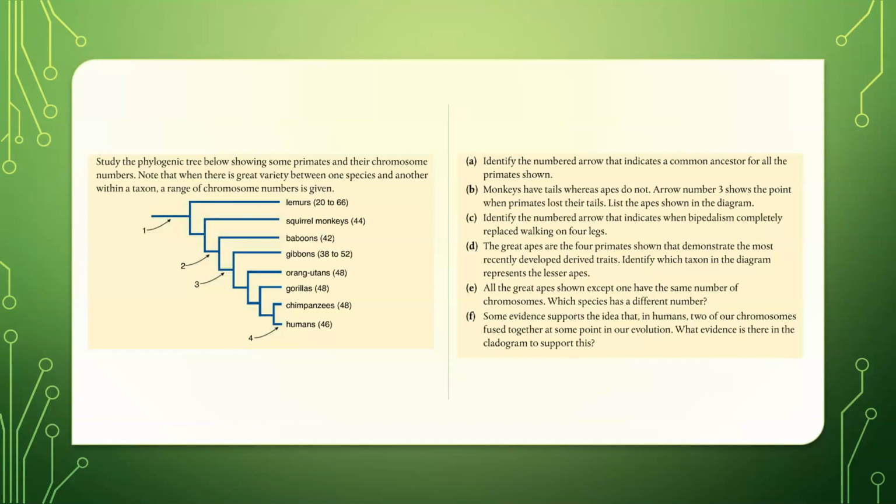Some evidence supports the idea that in humans, 2 of our chromosomes fused together at some point in our evolution. What evidence is there in the cladogram to support this? I would say the fact that we've got 46 rather than 48. That would have been at this point here, where the chimpanzees still have 48 and we've got 46.